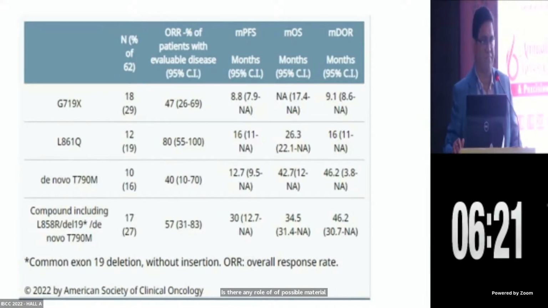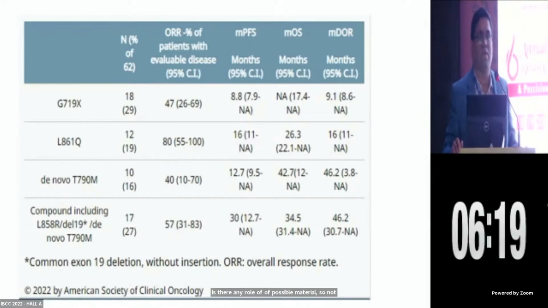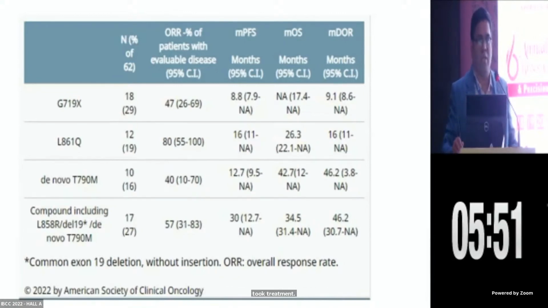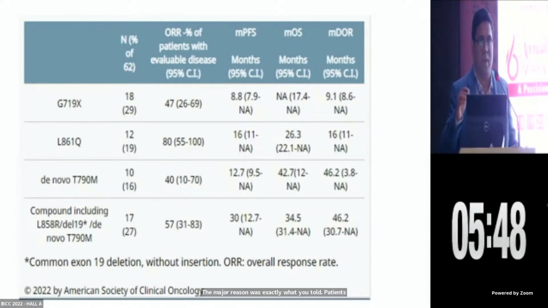So, we have not done a formal analysis, but this is a very tricky situation. In both our trials of gefitinib versus gefitinib plus chemotherapy, and the earliest trial of gefitinib versus pemetrexed plus carboplatin, in both arms, if 100 patients progressed on gefitinib, only 60 to 70% took treatment. As opposed to that, in the pemetrexed arm, 95% of patients took treatment. The major reason was exactly what you told. Patients were mildly symptomatic, and patients were not willing for oral chemotherapy.